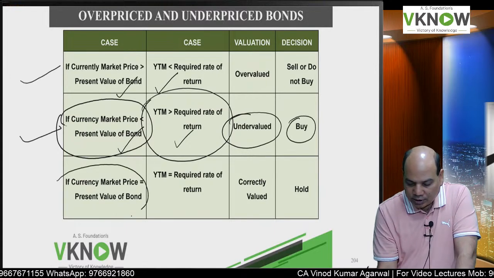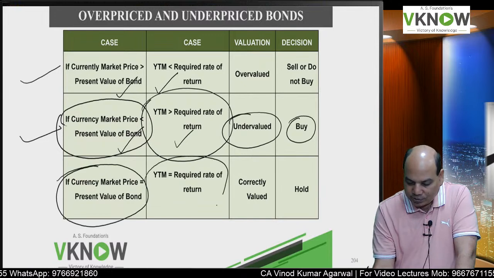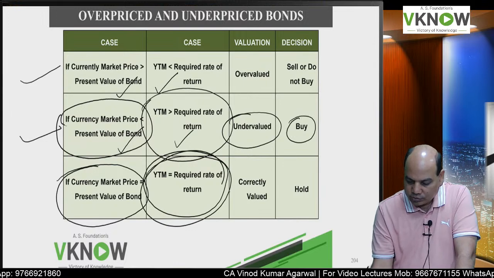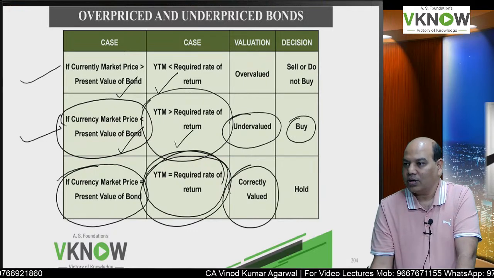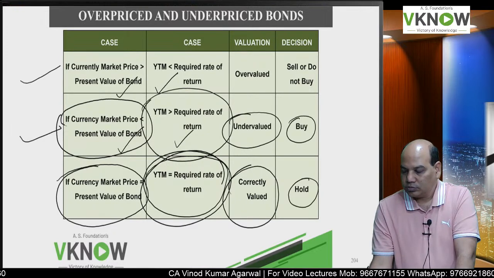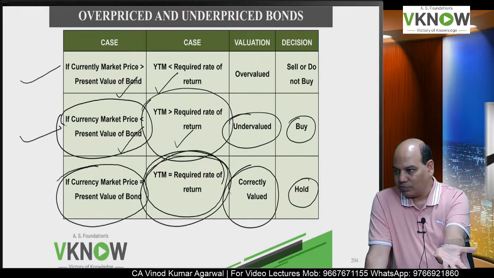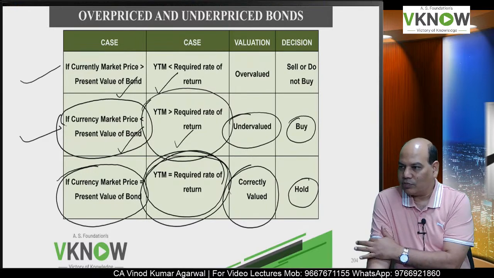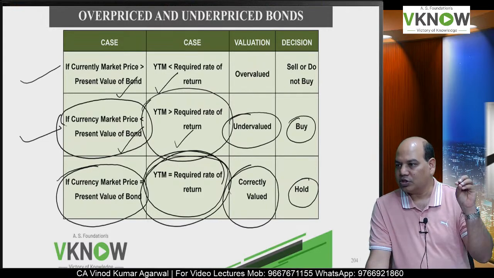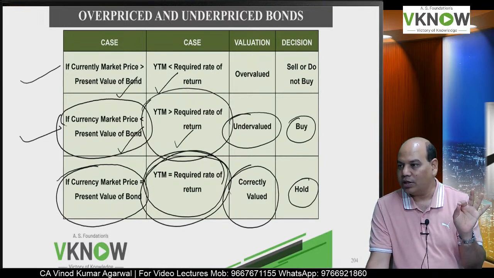If the current market price and present value of the bond are equal, it means YTM and required rate of return are equal. It means the bond is correctly valued and you should hold. And if you are happy with the required rate of return generated by the bond, you can buy also. So overvalued, sell; undervalued, buy; correctly valued, hold.